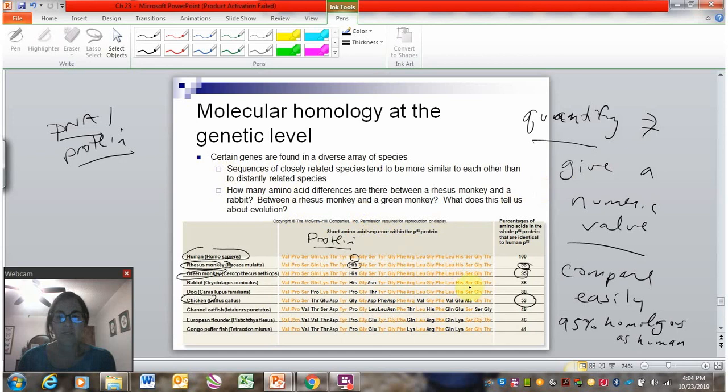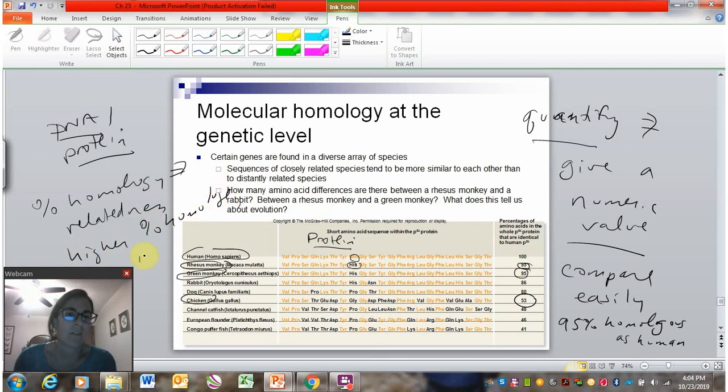So the percent homology is useful to us because it relates to relatedness. So the higher the percent homology, the more closely related two organisms possibly are, as a reasonable hypothesis, okay? So if you're only looking at one protein, you can't conclude entirely, but it suggests that, okay? So from this data, I would be able to hypothesize that the monkeys are more closely related to the human.